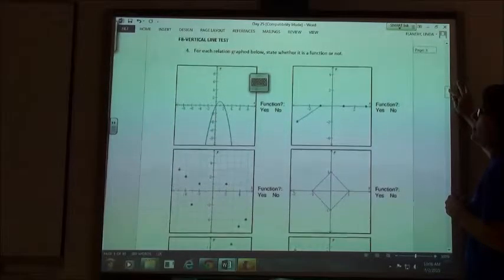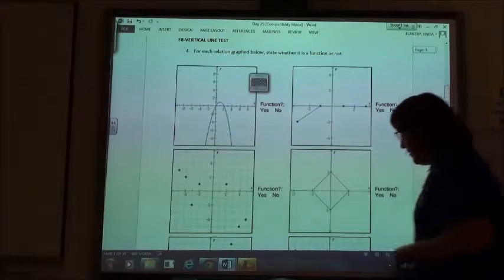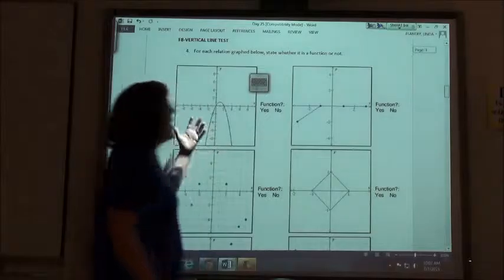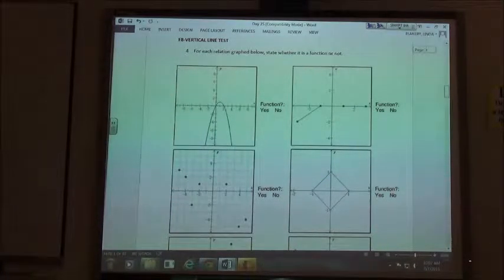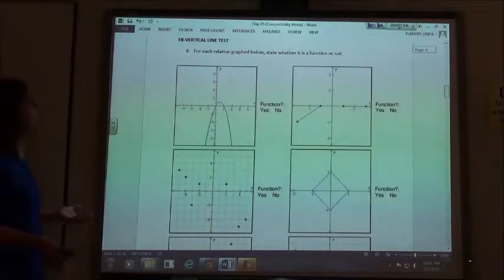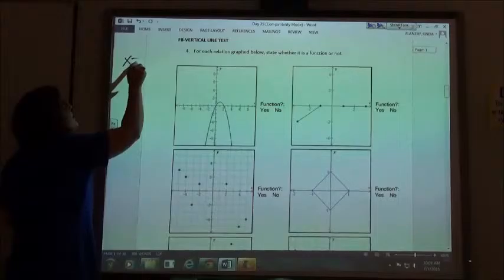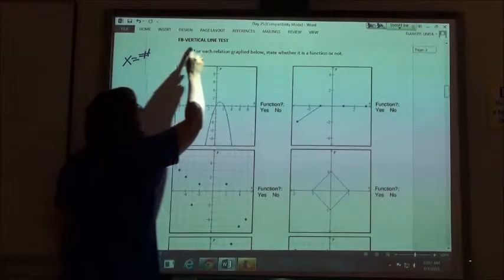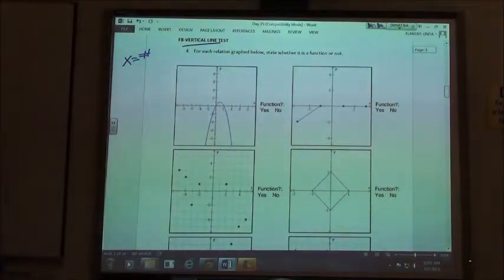So, number 4 is still asking for each graph, is it a function or not? For each value in my domain, for each x value, I can only have one corresponding y value. Since the line x equals some number is a vertical line, they tell you to do the vertical line test. If any vertical line touches more than one point on your graph, it is not a function.